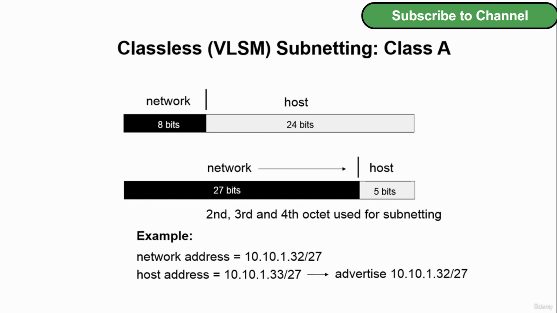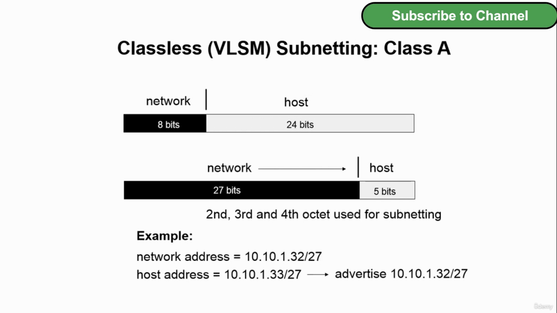And for Class A, there's the 8 bits. That's the default mask with 24 host bits. And this time I'm moving from 8 bits, I'm moving to 27 bits. So I'm moving right into the 4th octet again. I've only got 5 bits for hosts, so I'm using the rest of the bits for subnetting purposes. So I'm going 2nd, 3rd, and 4th octet. So it's quite a bit there. Quite a few subnets that I can create from 27 bits instead of 8 bits. And that's the reason why I'm doing it. I don't need this many hosts, I just need a few. And I'm using a 27 here.